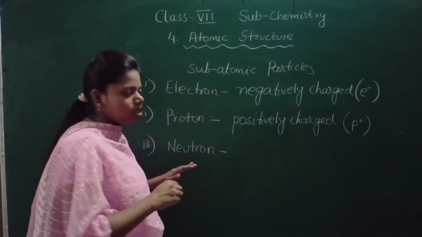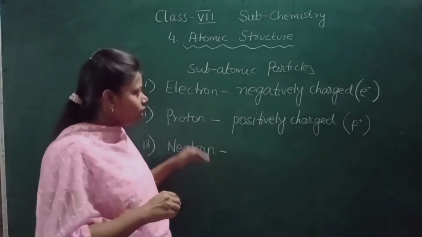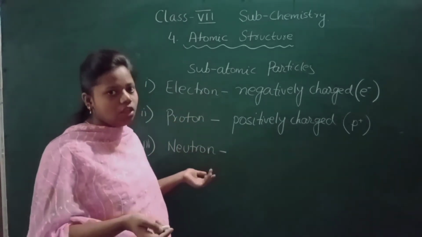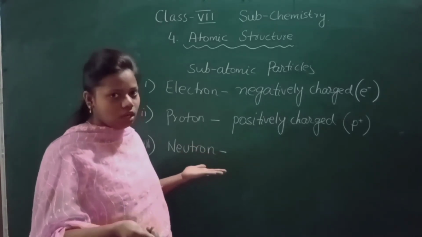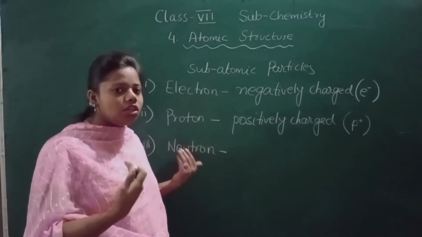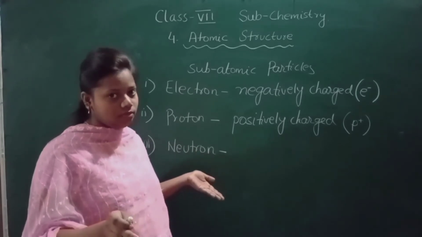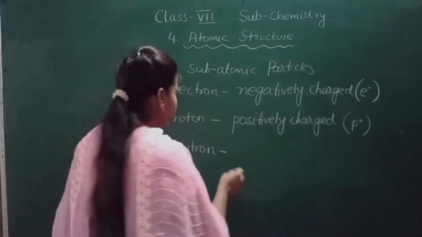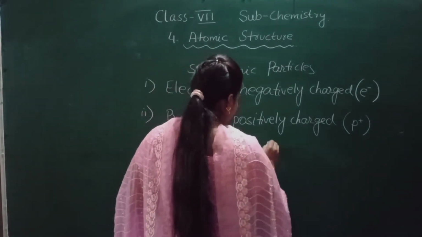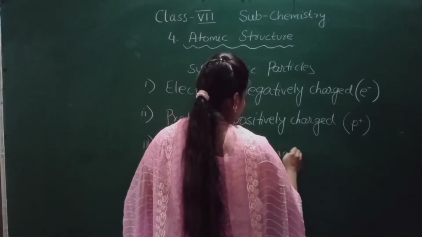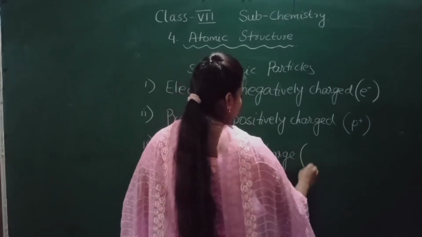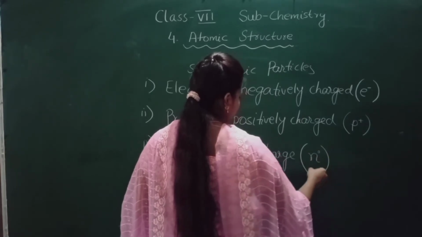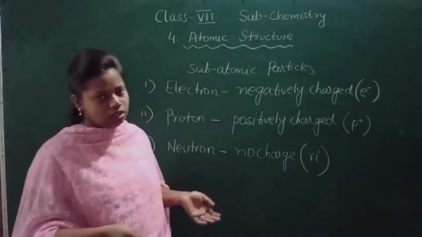Now the third subatomic particle is neutron. Electron is negatively charged, proton is positively charged. Now which charge does neutron have? Neutron has no charge. Neutron is neutral. Neither does it have a positive charge nor a negative charge. How do we represent it? We write small n, and on top we will write 0. That means it has no charge.